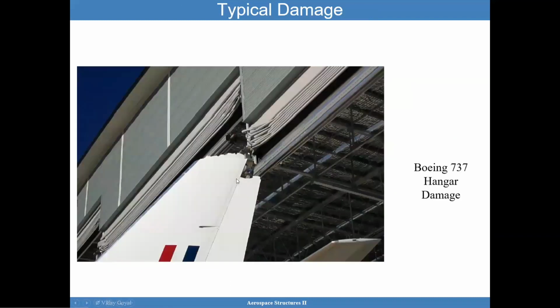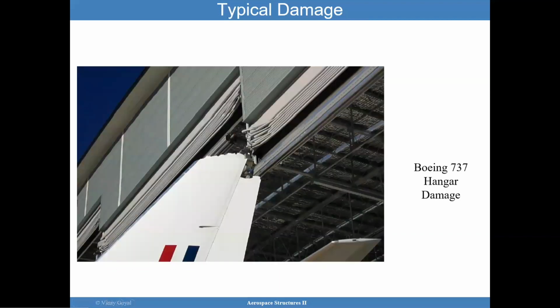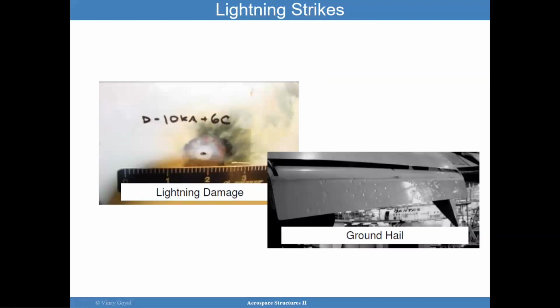Here's some typical damage from an impact event on a section of a fuselage. Here I have a Boeing 737 that had a hangar damage. All those need to be repaired because you don't want to spend millions of dollars to replace a whole aircraft. If you can replace sections, why not? You have a lightning strike event, which also requires an amount of repair in this area. And then you have ground hail causing all this damage, just dents.